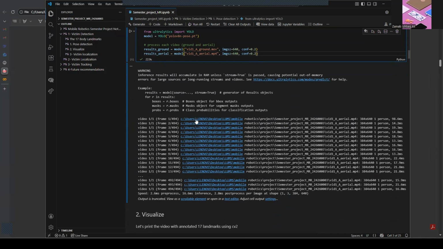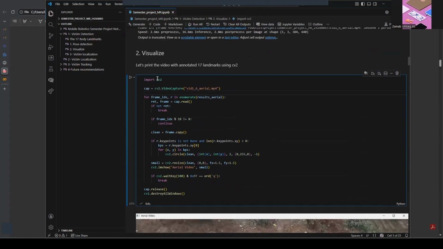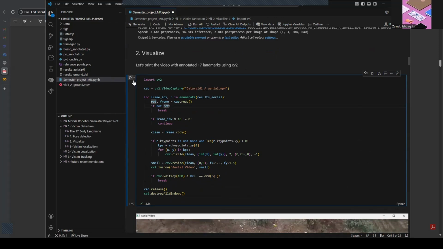So some features that YOLO gives us include drawing bounding boxes around the person, the number of persons, and their landmarks, as well as the confidence level. So we've set a confidence of 0.2, which means that even if there's a 20% chance that the pose being detected is actually a person, then it will be annotated. So next up will be visualizing what we obtained.